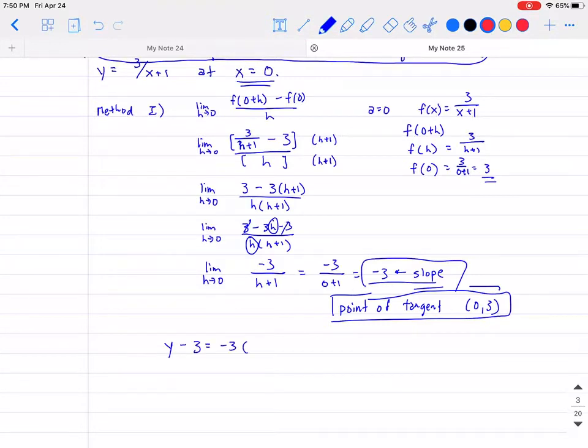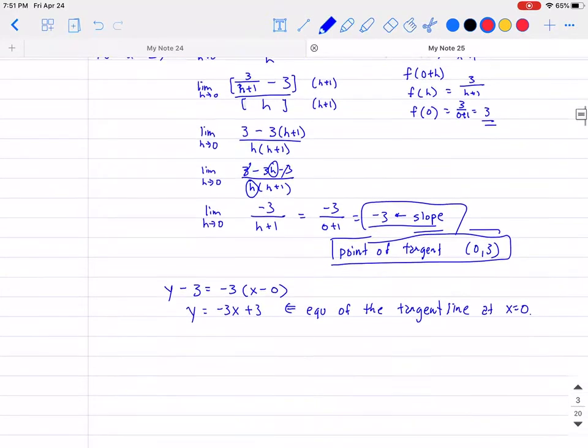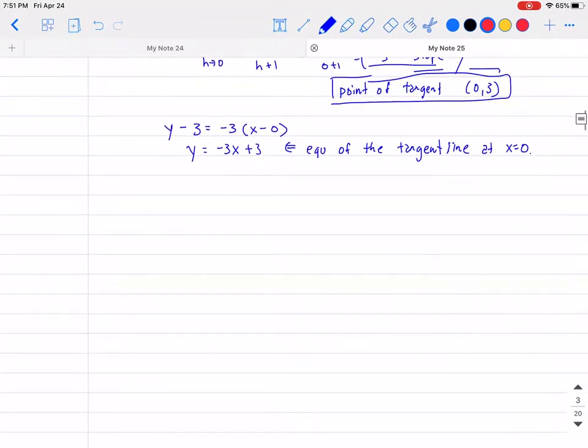So using the point slope form, y minus 3 is equal to negative 3 times x minus 0. Cleaning that up a little bit more, we get y is equal to negative 3x plus 3. So that's going to be the equation of the tangent line. Actually, let me be a little bit more clear: the equation of the tangent line at x equal to 0.